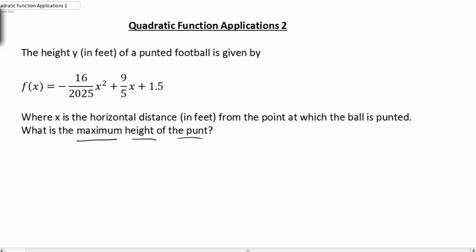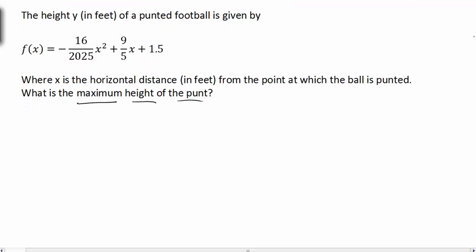So we want to know, how high is this punt going to go? What is the maximum height? So if we want to look at this, first, that simply means we need to calculate the vertex. Well, if we think about the graph of this particular equation, we know that we have a negative 16 over 625 x squared plus 9/5 x plus 1.5. Then we know that we're going to have a parabola that opens down.